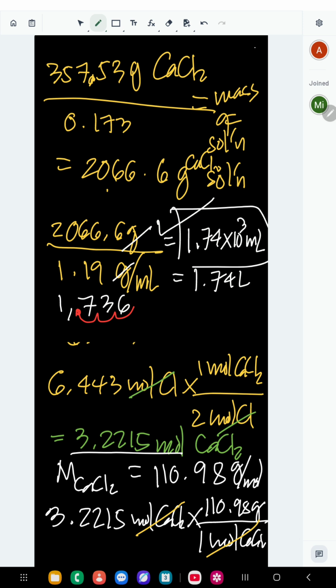So whenever you solve problems like this, you take note of the given values first, and then you start from the last given value, and then you convert all the units.